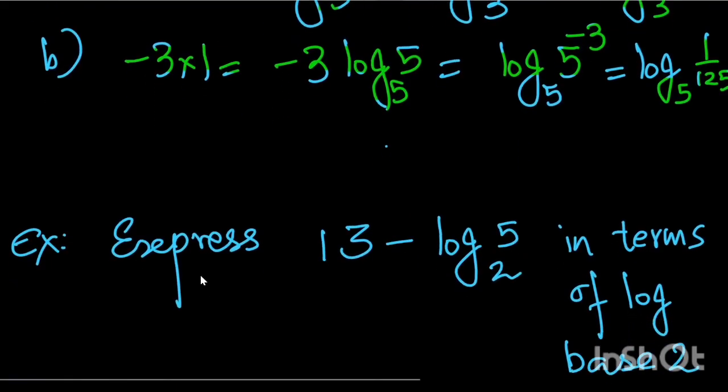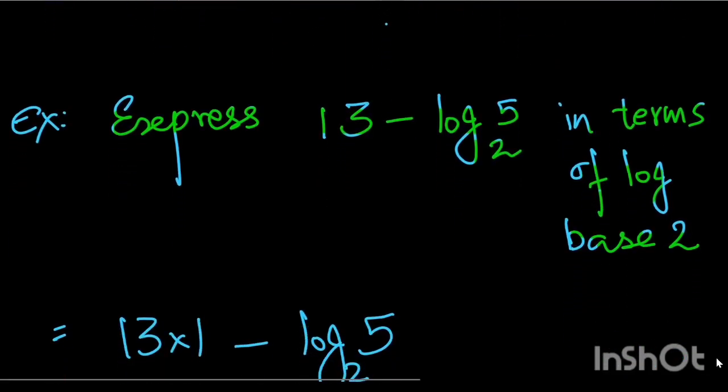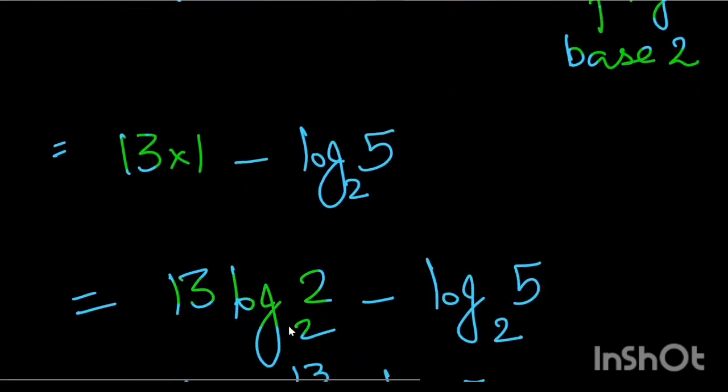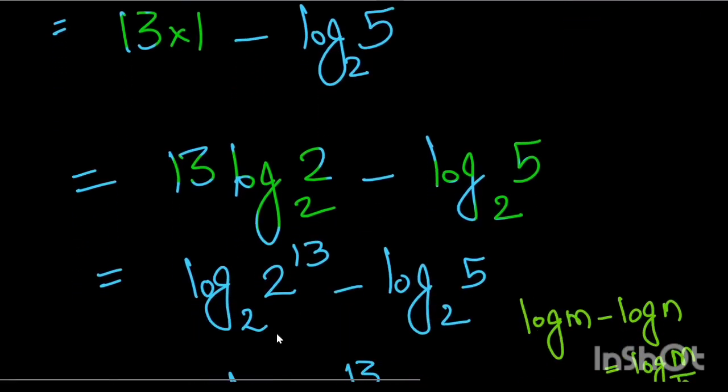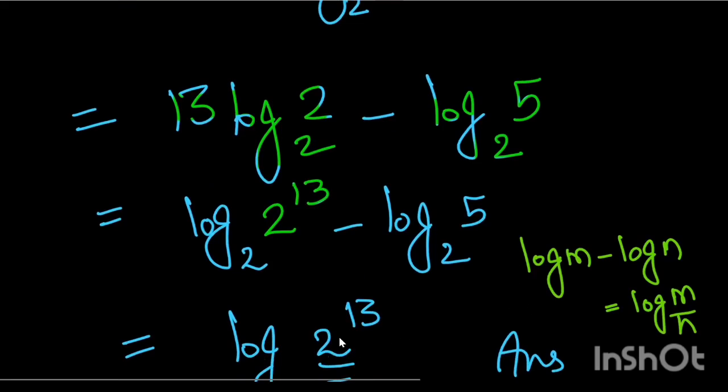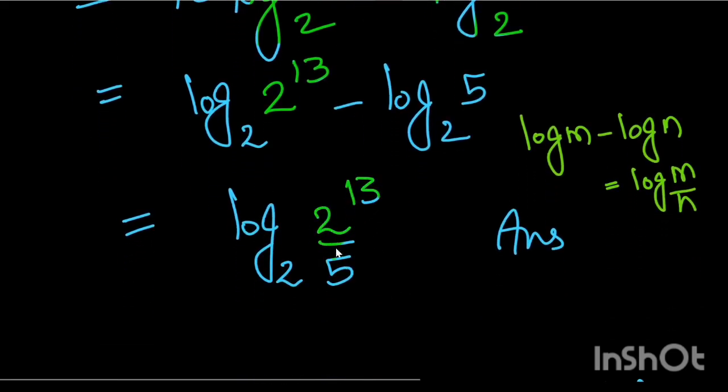Now in the next example, express 13 minus log 5 base 2 in terms of log base 2. Since they are asking in terms of log base 2, we write 13 into 1, and 1 is written as log 2 base 2. Now 13 will go in the power of 2 using the property, so it becomes 2 to the power 13. And using log m minus log n, 5 will come in the division. So it becomes this.